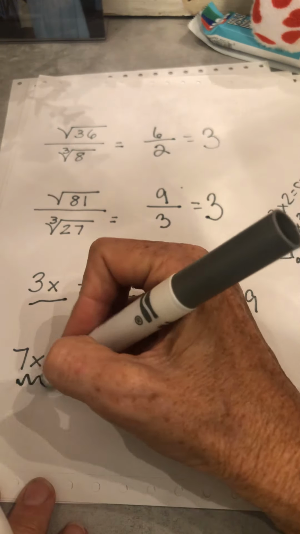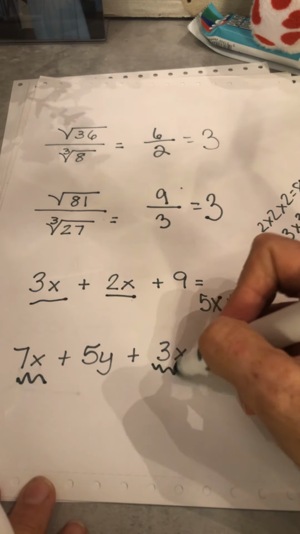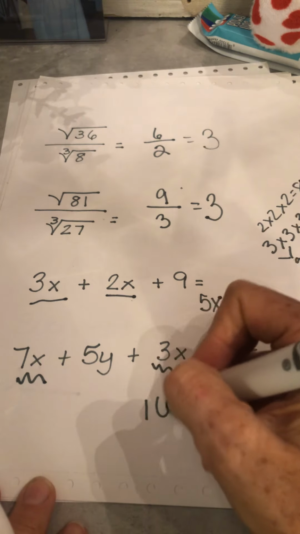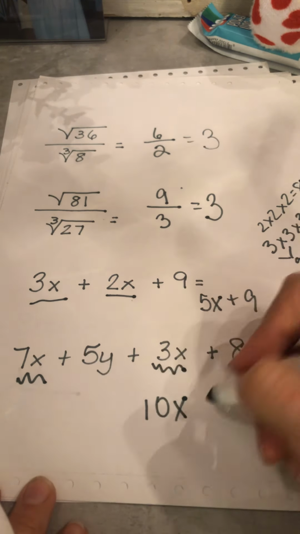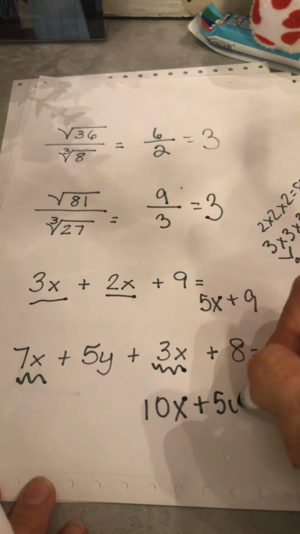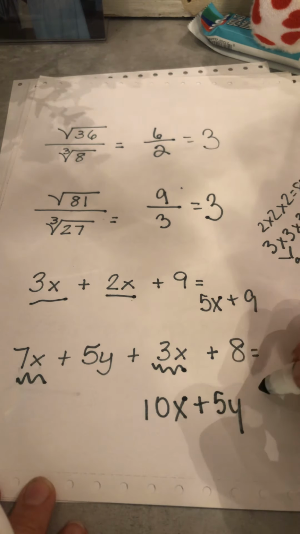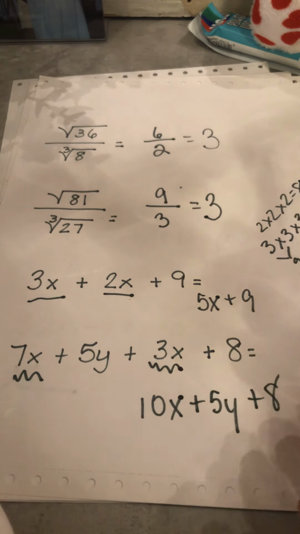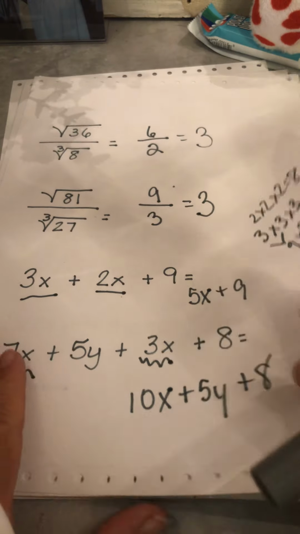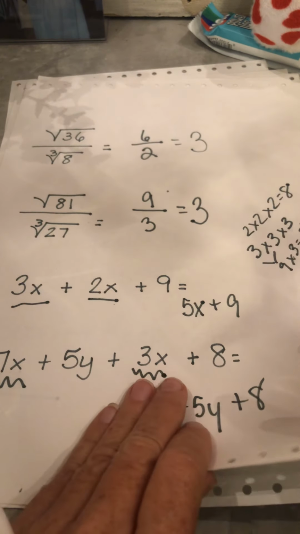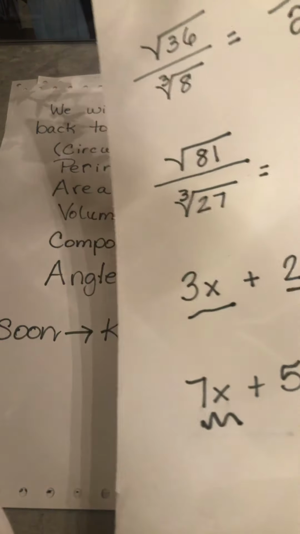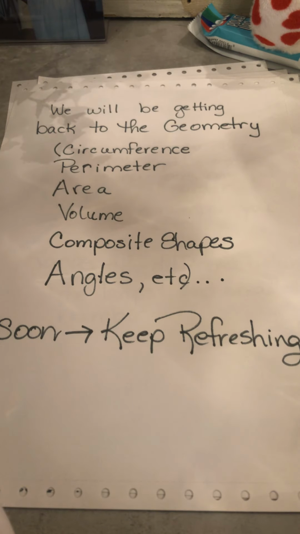Here, I have 7x's here, 3x's here. So I'm going to put them together. That will give me 10x. This is 5y. There are no other y's. And then 8. We will get into much harder stuff, but I just figure the more we just kind of brush up on it, just barely touch it, when we get to the real stuff, you'll be ready.